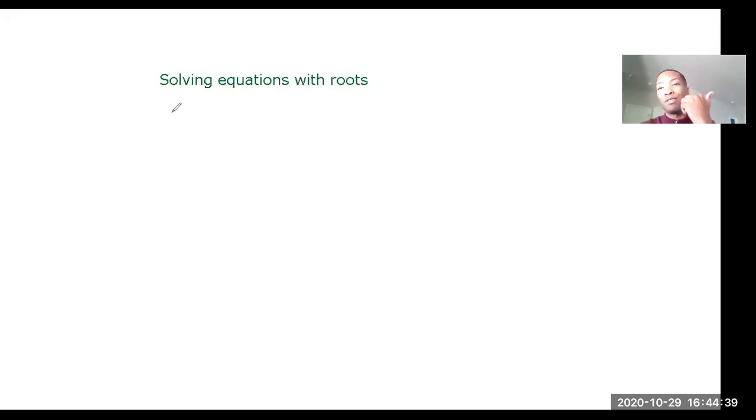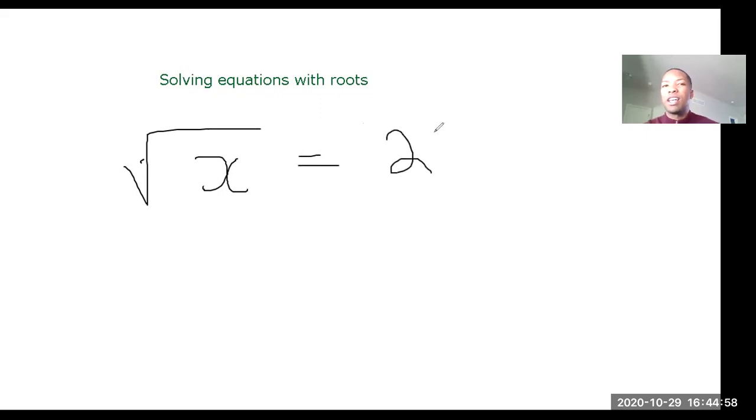All right, so let's now look at some questions starting with the square root. So we're just doing the opposite of what we just did. We're going to reverse it. So before I gave you x squared is equal to 16, now I'm going to give you the square root of x is equal to 2. And the question is find x.